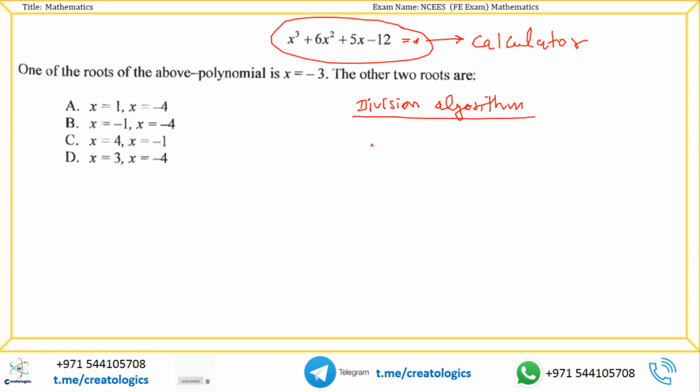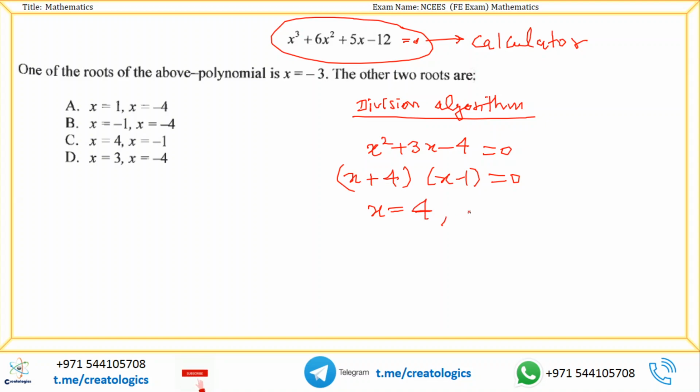You will get a reduced equation, which will be x square plus 3x minus 4. Solving it again by factorization leads to (x plus 4)(x minus 1) equal to 0, which gives you x is equal to minus 4 and 1 as the roots.